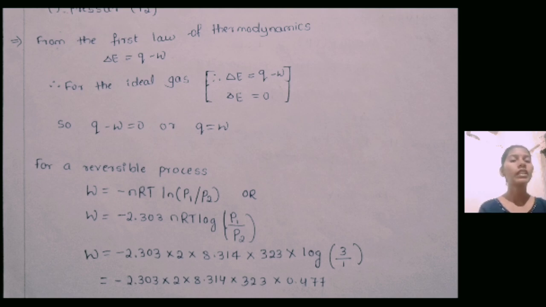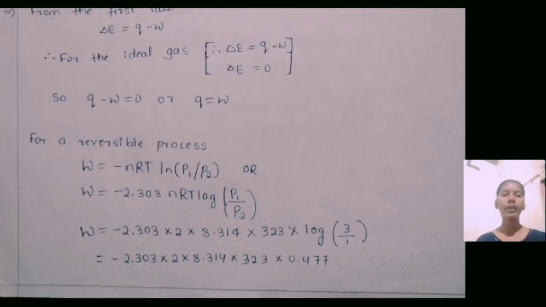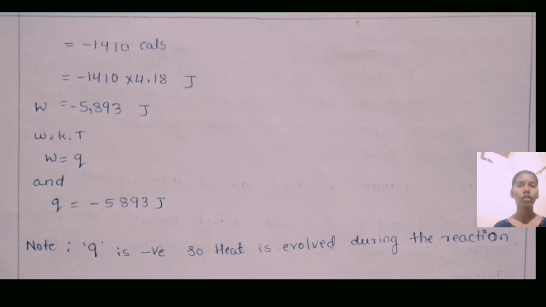Put all the values in this equation, then W is equal to minus 2.303 into 2 into 8.314 into 323 into log 3 by 1, where log 3 is equal to 0.477. By multiplying all these, we get minus 1410 calories. To convert calories into joules, multiply by 4.18. Minus 1410 into 4.18. Multiplying these two, we get minus 5893 joules.